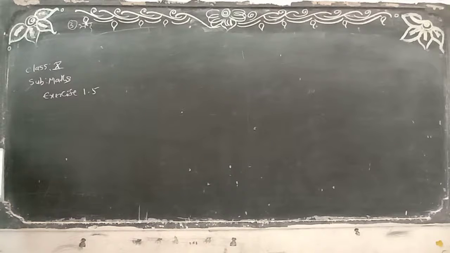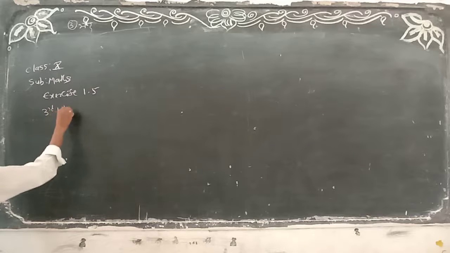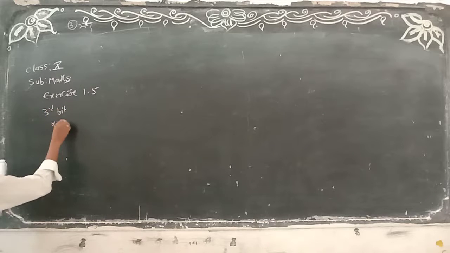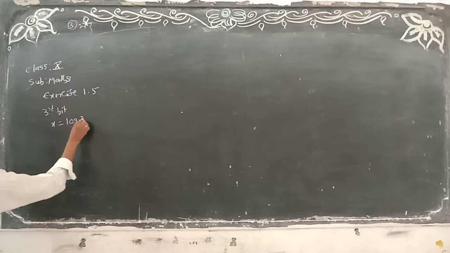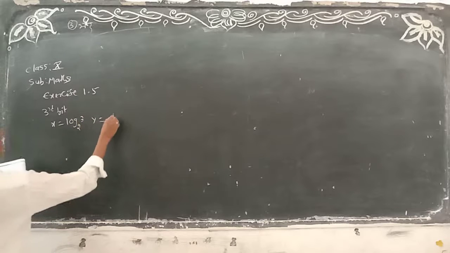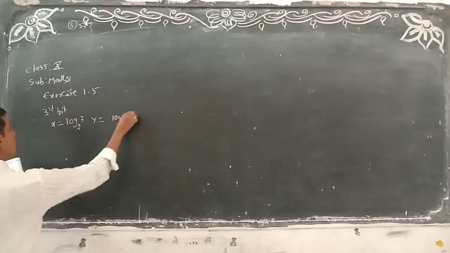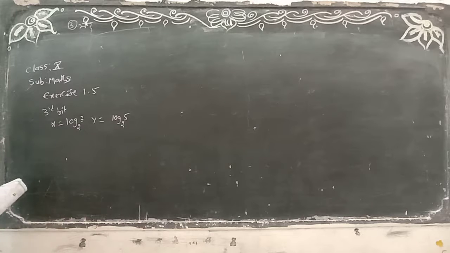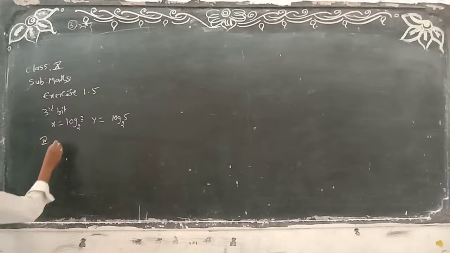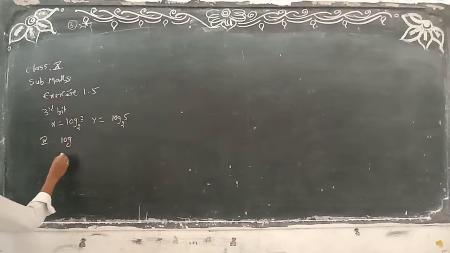Next, third bit. Evaluate. Here x is equal to log base 2 of 3 and y is equal to log base 2 of 5. So we will discuss one problem, that is the fourth one. The remaining are homework. You have to do them carefully.